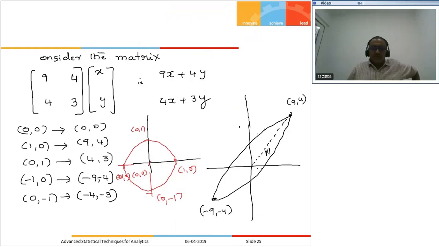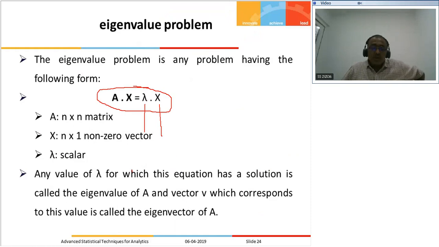Now, simple example. Both x are the same. That means here actually we want to have such an arrangement: a matrix A and x, and this x are the same, and this lambda is. So we want to have a transformation matrix A and a column vector x and a scalar lambda such that Ax equal to lambda x. Both are the same. Then this lambda is called as eigenvalue and x is a corresponding eigenvector.